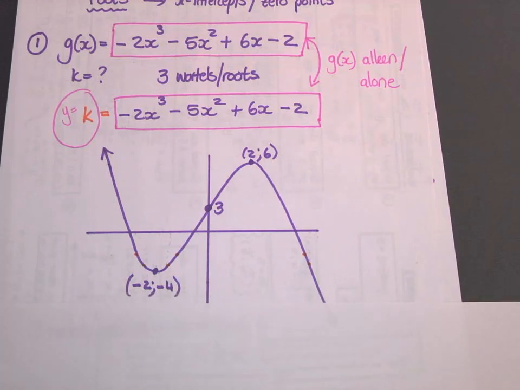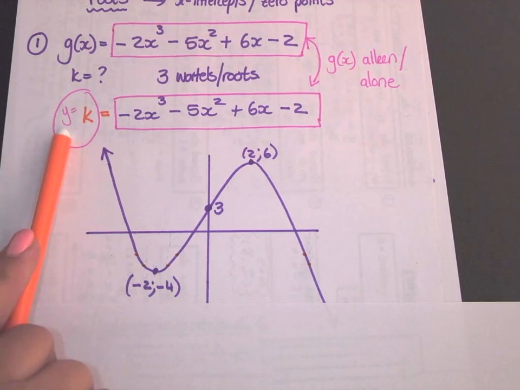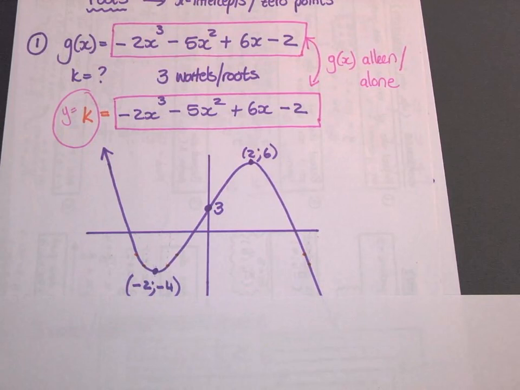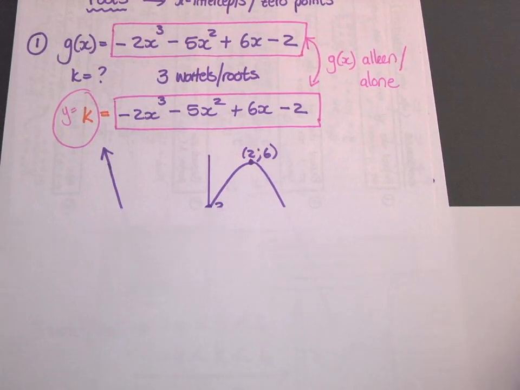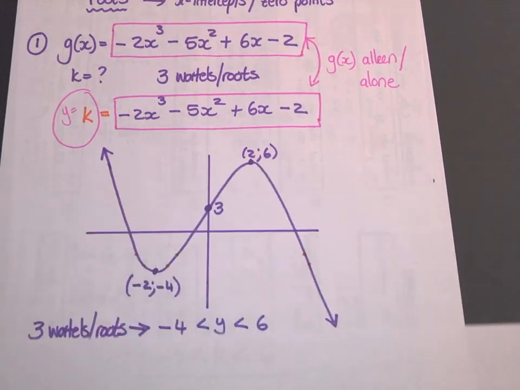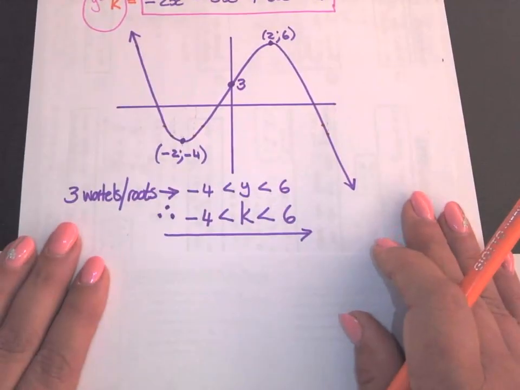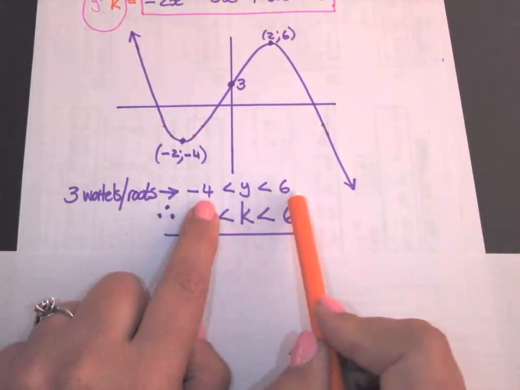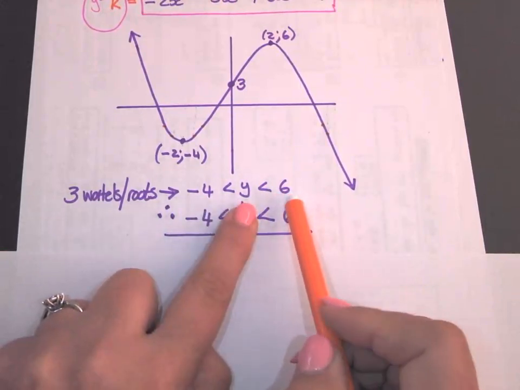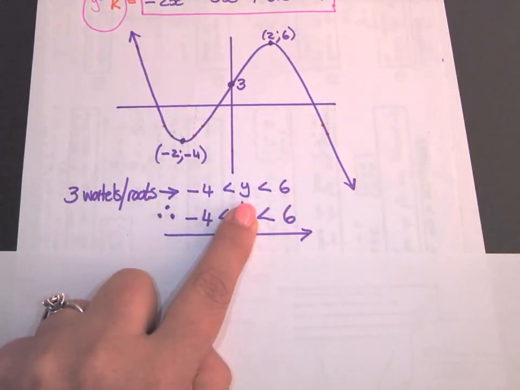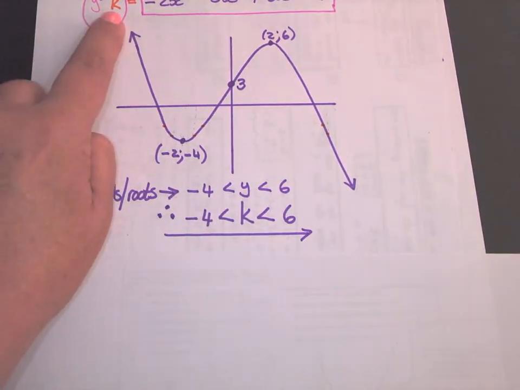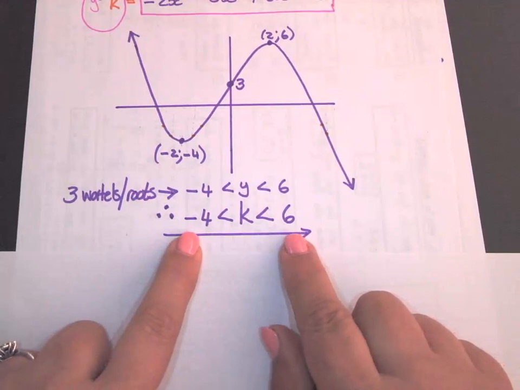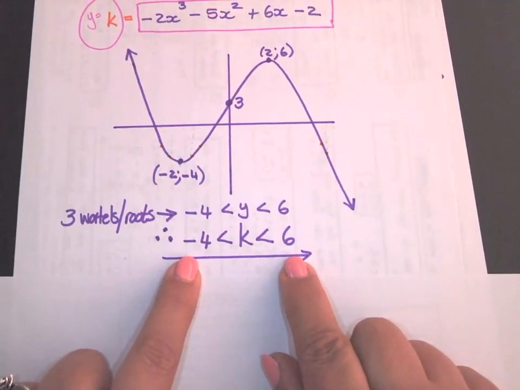Okay, but remember we are talking about y. So we're not looking at the 2, negative 4, up, up, up, up, up, up, up, and 6. Very good. So you can write that y must be between negative 4 and 6. But the question doesn't want y, it wants k. And k represents y. So k must be between negative 4 and 6.